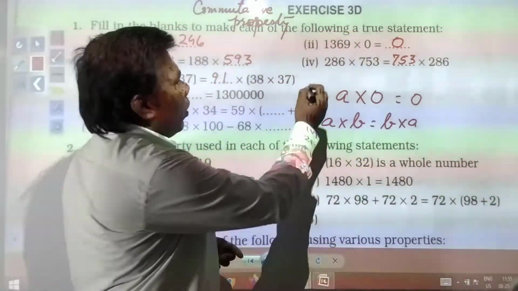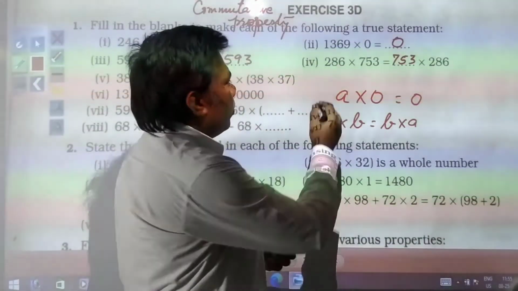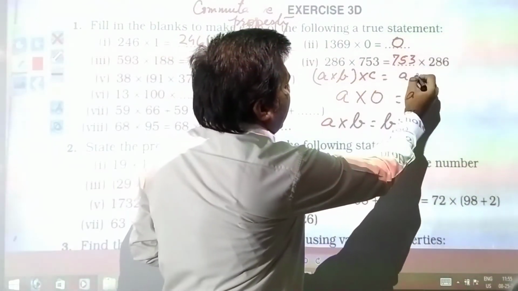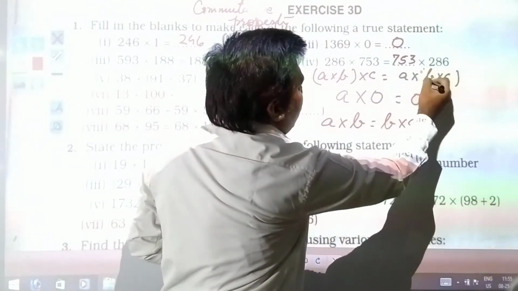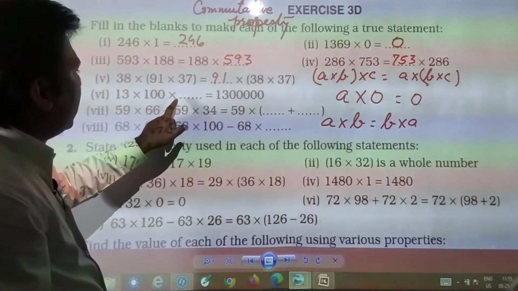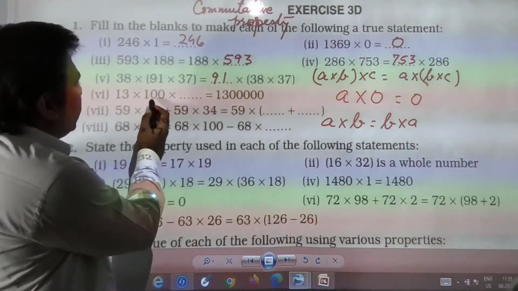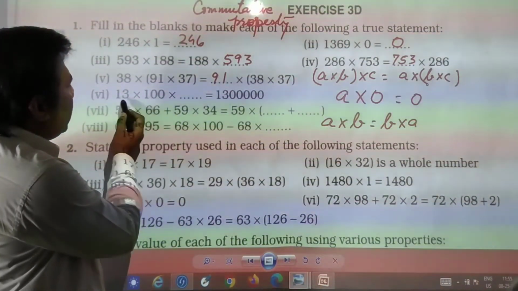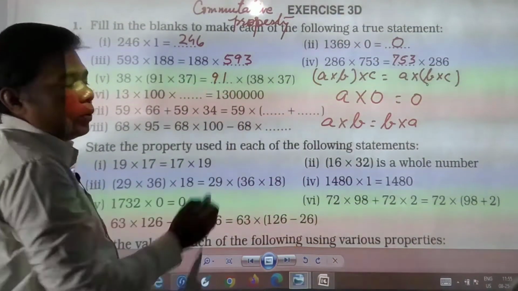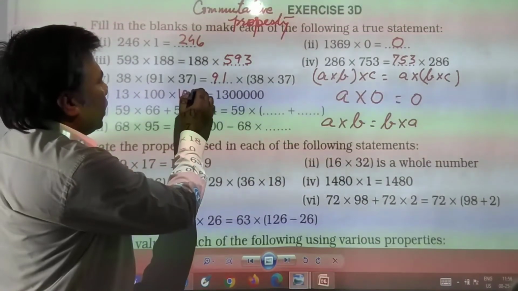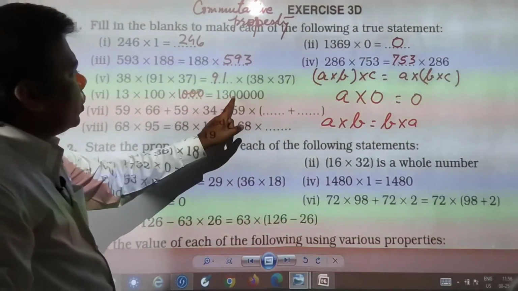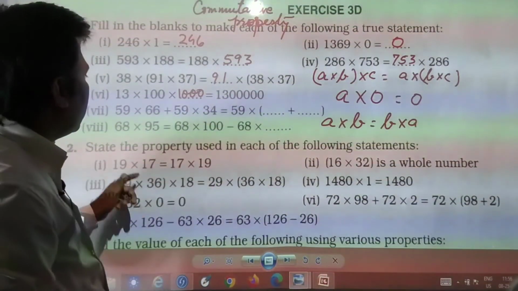So what is the associative law? If a, b, c are whole numbers, then (a into b) into c will be a into (b into c). In this way it can be written. Next you see 13 into 100 into blank. If you multiply 13 into 100, you get 1300. So what number should be written here so that 3 more zeros come? Here your number will be 1000, so the total zeros will be 5.